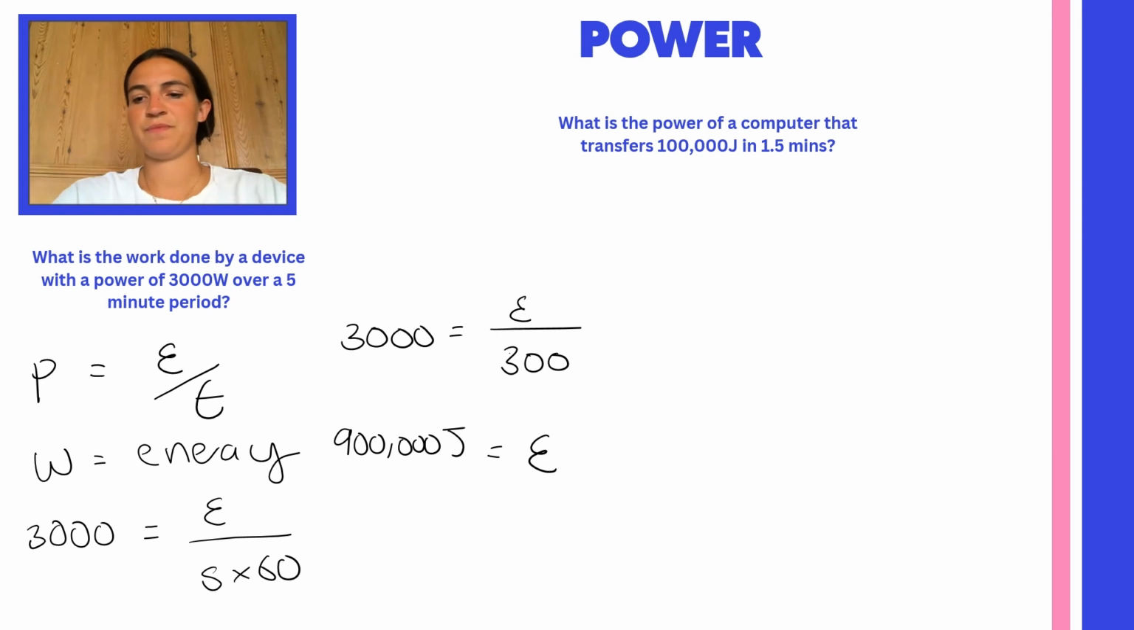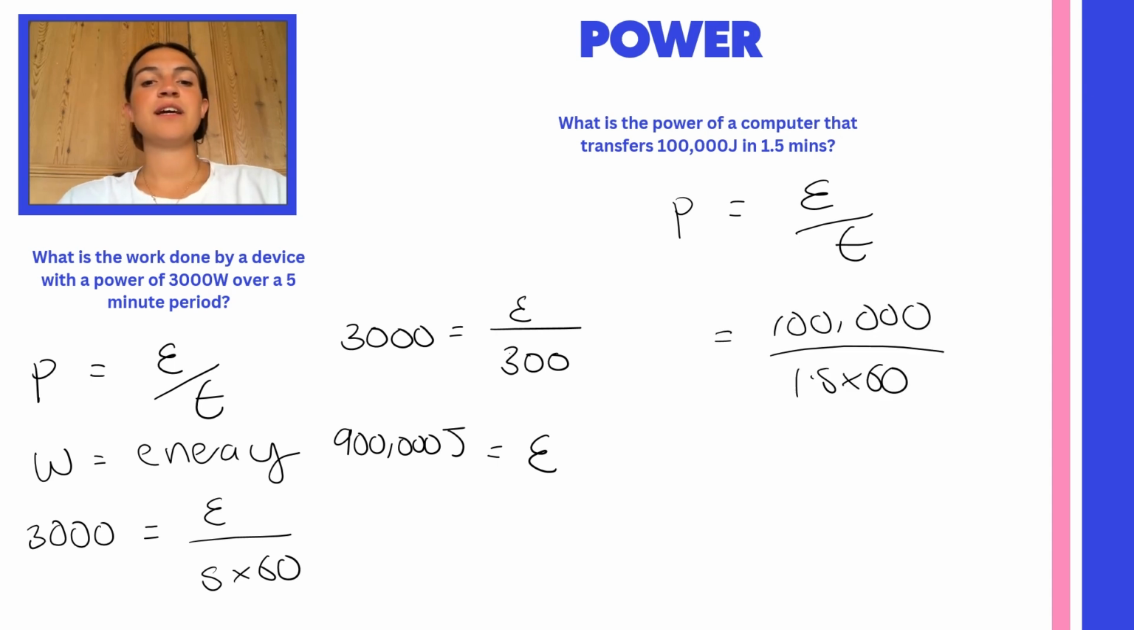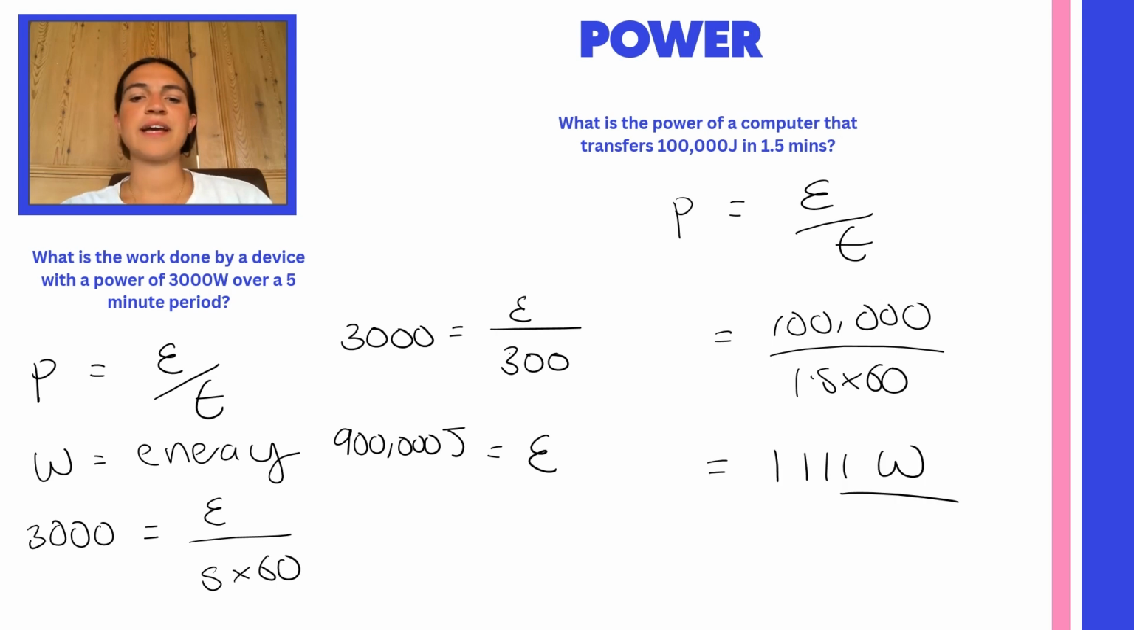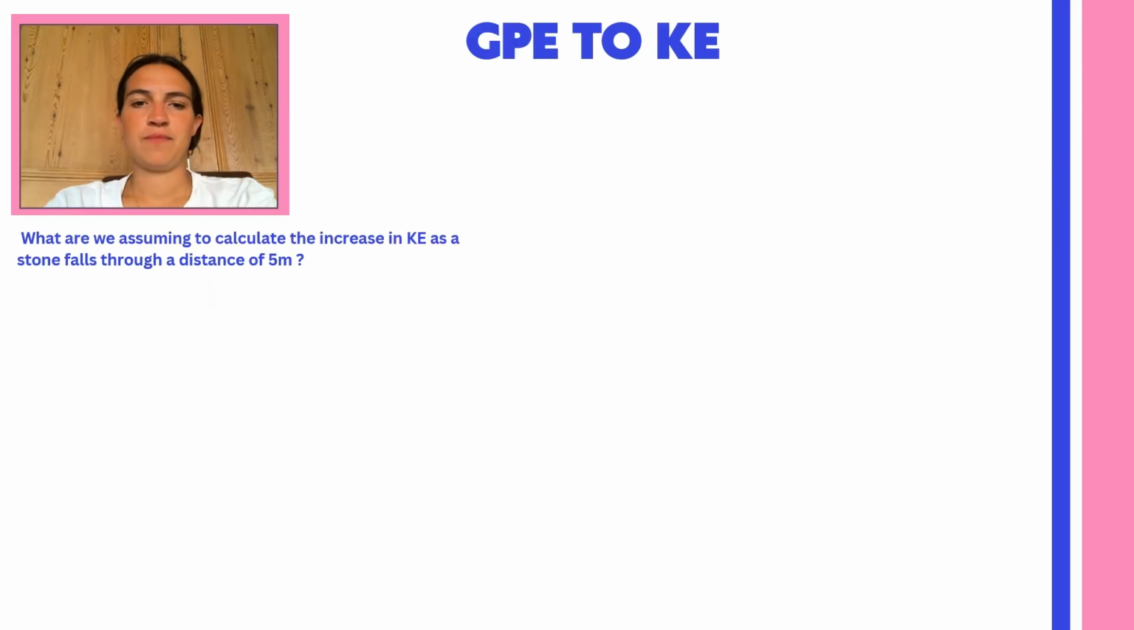900,000 joules. Okay, question number 2, what is the power of a computer that transfers 100,000 joules of energy in 1.5 minutes? Power is energy over time. Energy, 100,000, divided by time, again in seconds, 1.5 times 60. So I get 1,111 watts.